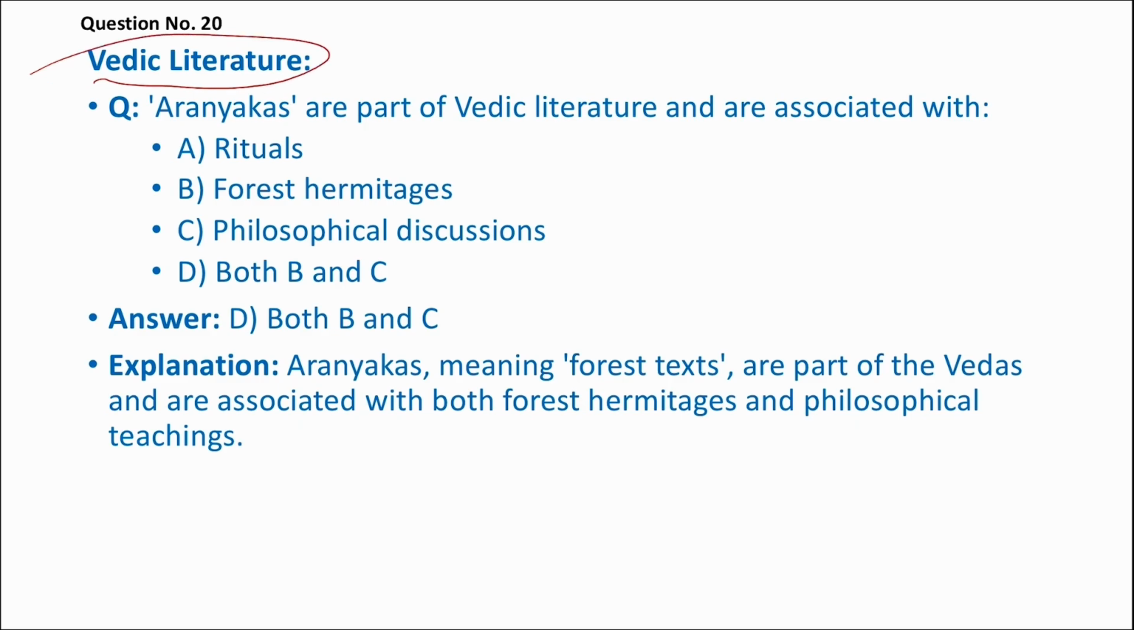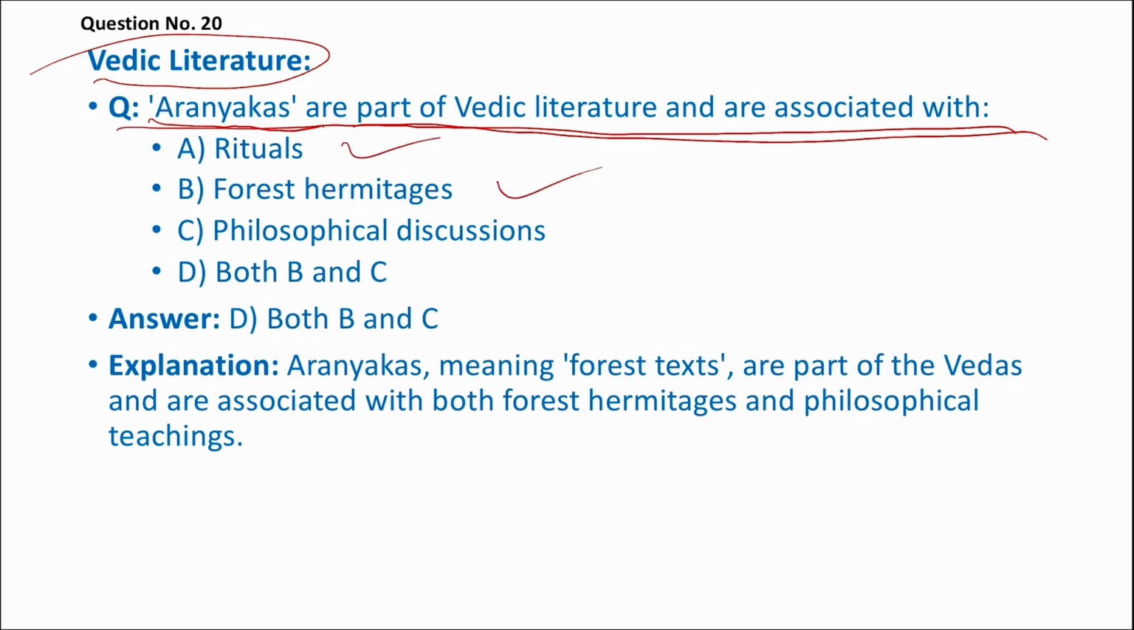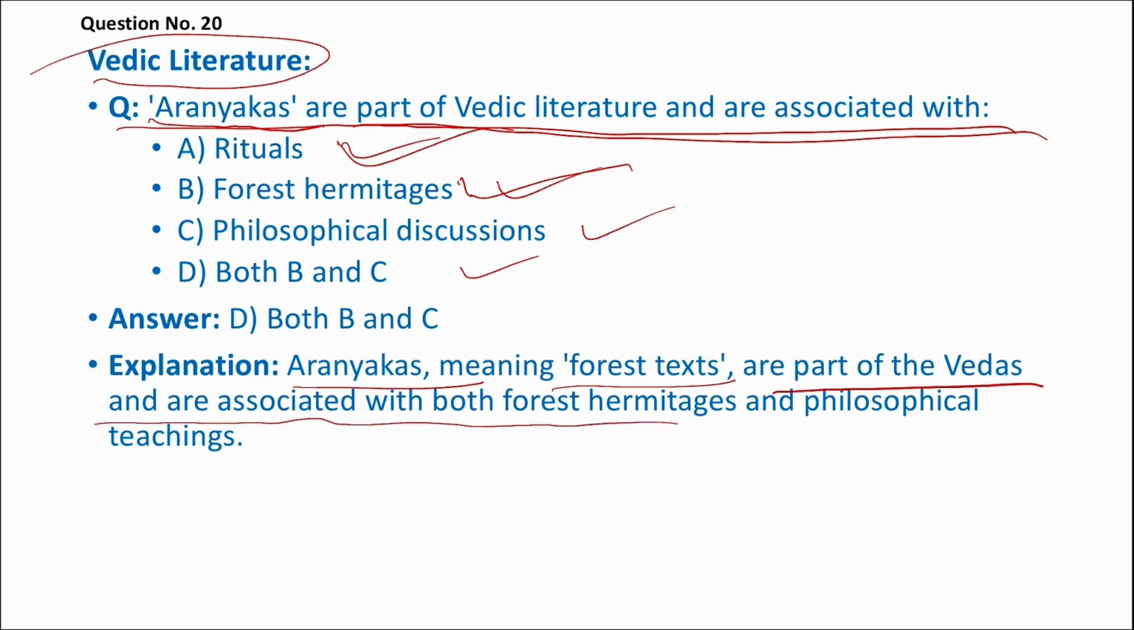Next question is on Vedic literature. Aranyakas are part of Vedic literature and are associated with A. Rituals, B. Forest hermitages, C. Philosophical discussion, D. Both A and C. So Aranyakas are basically related to what? Rituals and forest hermitages. So Aranyakas, meaning forest texts, are part of Veda and are associated with both forest hermitages and philosophical teaching. So the right answer is D.